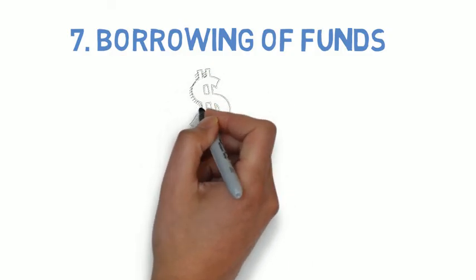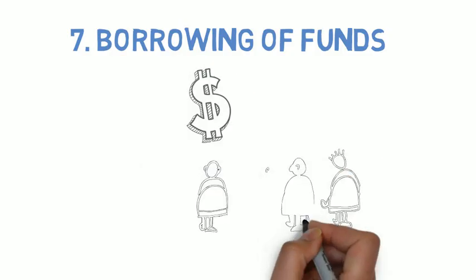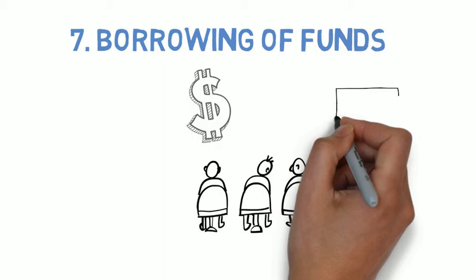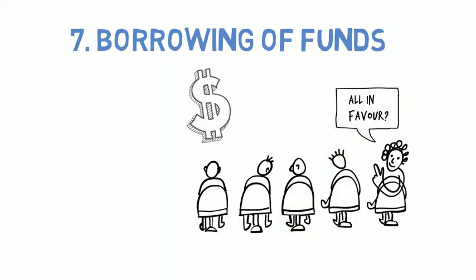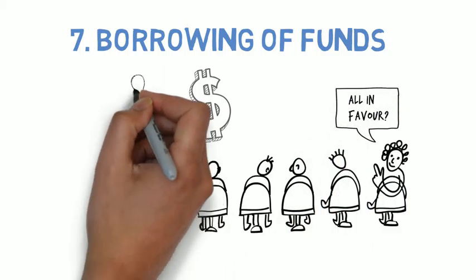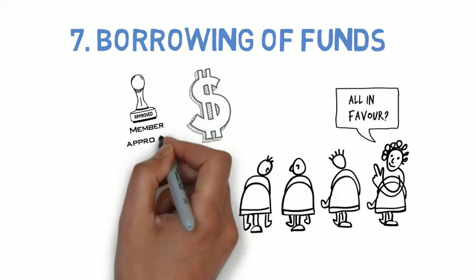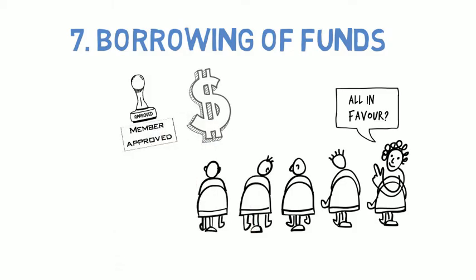Number 7, borrowing of funds. Under the new Act, a society may borrow funds at the discretion of the directors. Under the old Act, if a society wanted to issue a debenture on borrowing funds, it required a special resolution of members. Under the new Act, your bylaws may limit the director's ability to borrow funds.